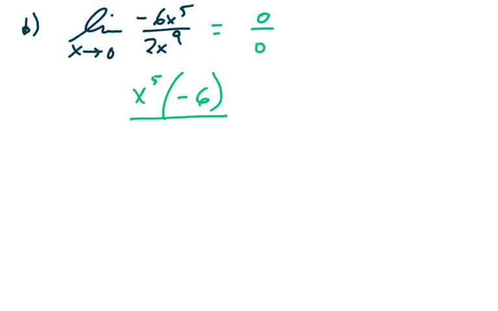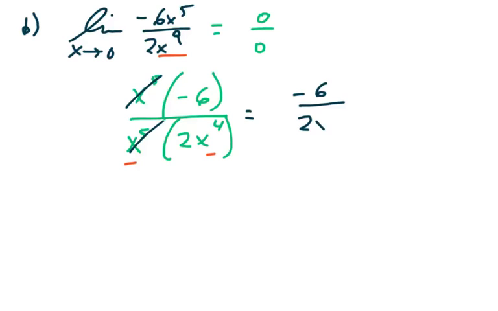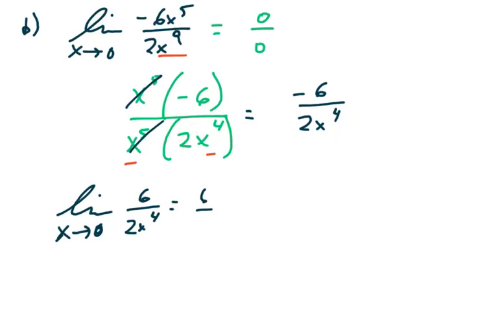So if I factor out an x to the 5th from both the numerator and the denominator, because x to the 5th times x to the 4th would get me back to that x to the 9th that we had, I'm just pulling out a GCF here. Those x to the 5ths cancel out, and we're left with negative 6 over 2x to the 4th. So now we are going to reevaluate our limit as x approaches 0 of this simplified function. And lo and behold, we're going to get 6 over 0.